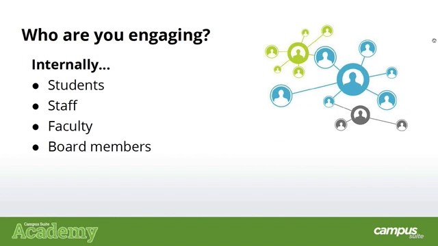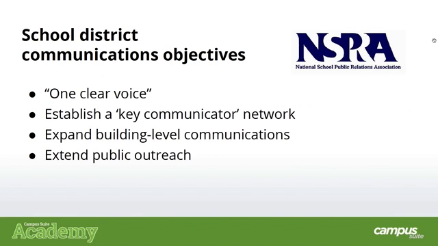So who are you engaging? Internally, you've got the students, staff, faculty, and board members. That's kind of your internal group. Secondly, you've got your external group, and that's media, parents, and the rest of the school community. That could be taxpayers, potential employees. And the media is really the first adopters to social media. So you want to make sure you're getting your message out. They can be a real benefit and a partner in helping spread the message about your school.